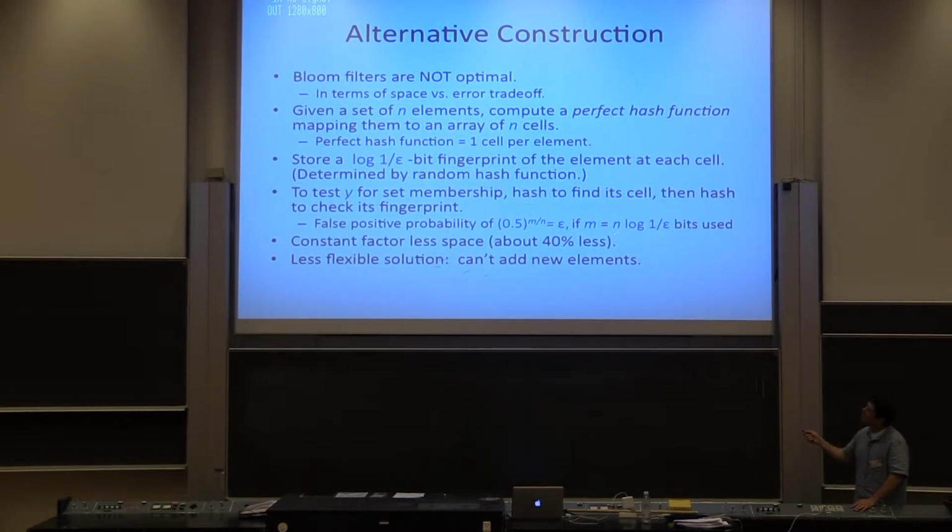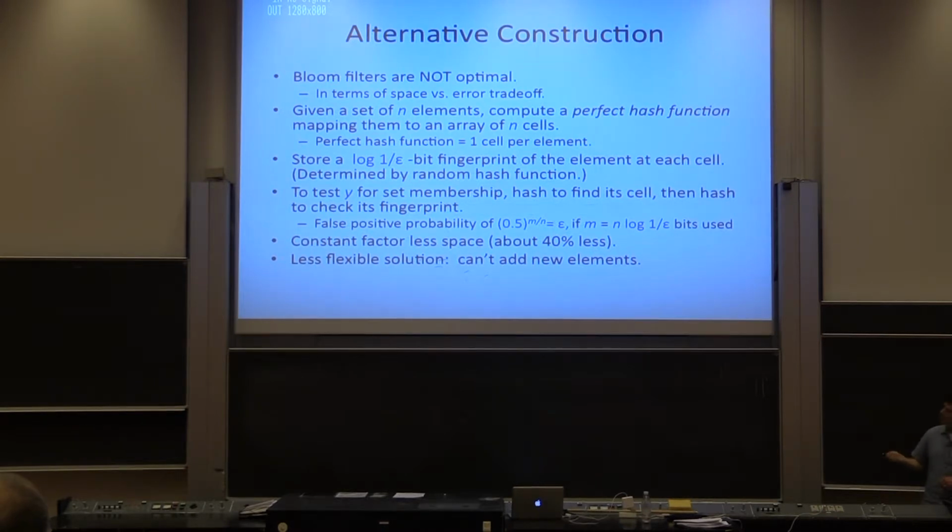So I can get away with using m equals n times log base 2 of 1 over epsilon bits, whereas the Bloom filter ended up using about 40% more space. If you go back to the values of k, m, and n you have to use, it's because it's 0.6185 to the m over n instead of 0.5 to the m over n. So there are potentially better solutions, but this certainly has its weaknesses.